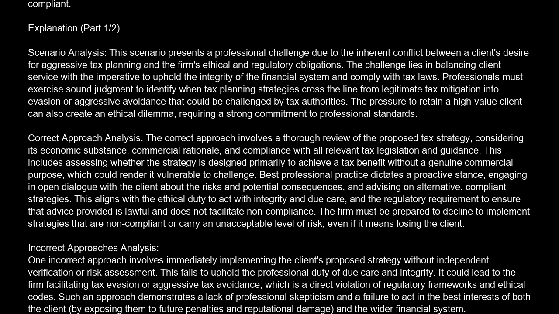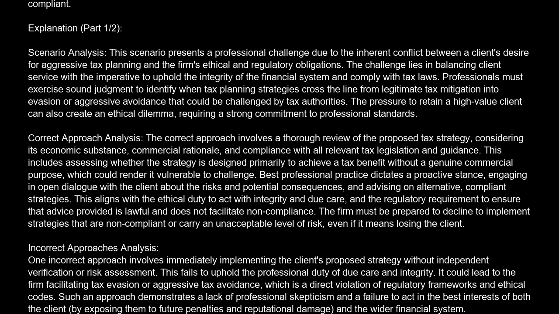Best professional practice dictates a proactive stance, engaging in open dialogue with the client about the risks and potential consequences, and advising on alternative compliance strategies. This aligns with the ethical duty to act with integrity and due care, and the regulatory requirement to ensure that advice provided is lawful and does not facilitate noncompliance. The firm must be prepared to decline to implement strategies that are non-compliant or carry an unacceptable level of risk, even if it means losing the client.